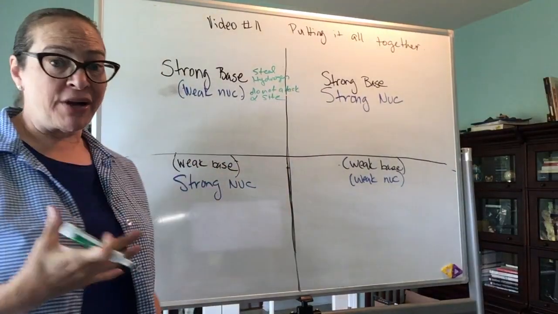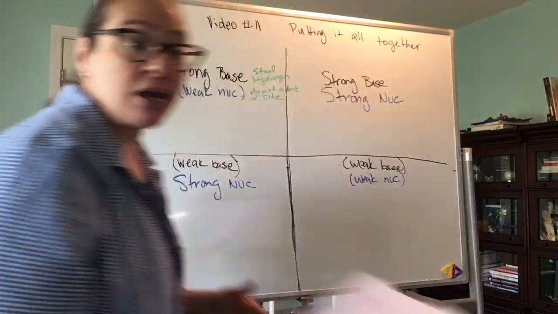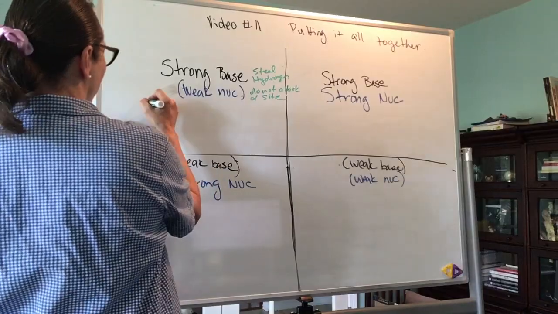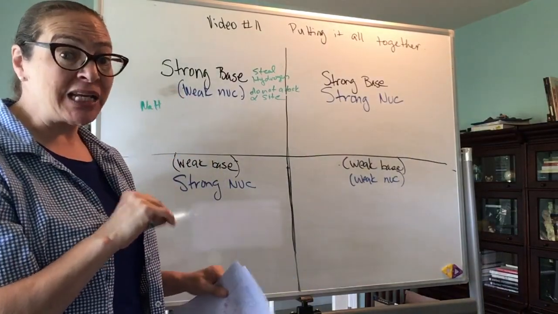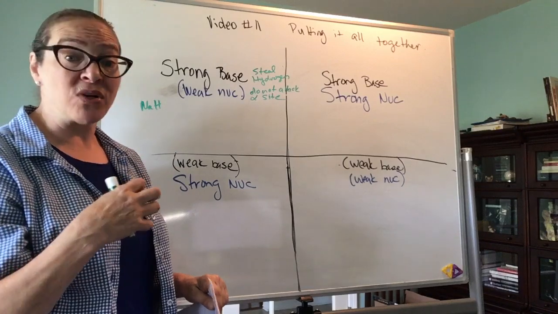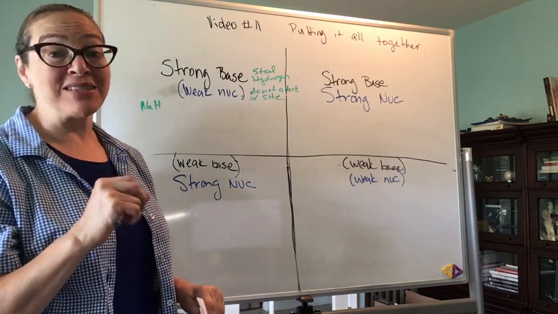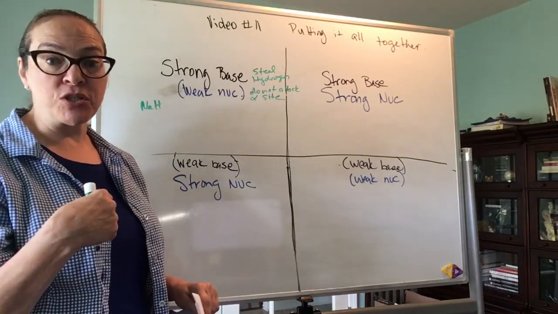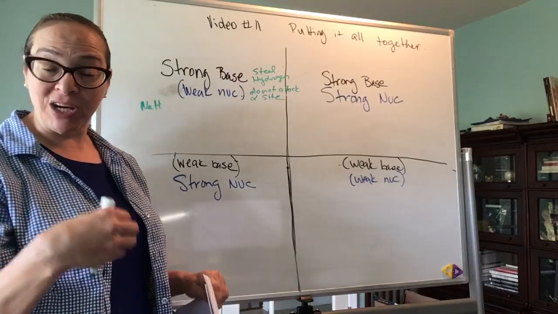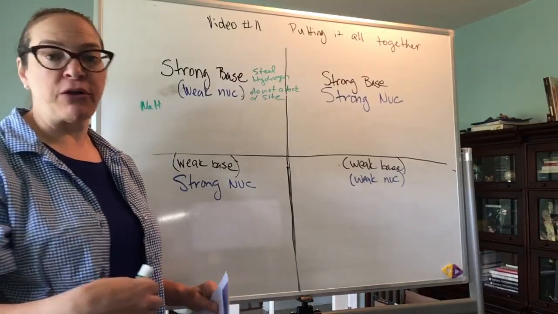So what are examples of something that are strong bases but weak nucleophiles? And we have several. Some that we've already seen, NaH, and we explained that the reason why it is a strong base is because it wants to take a hydrogen. And the reason why it's not a very good nucleophile is because it's not polarizable. If you don't understand that concept, please go back and watch the previous video that explains that the more electrons you have, the more polarizable you are, the better nucleophile you are.